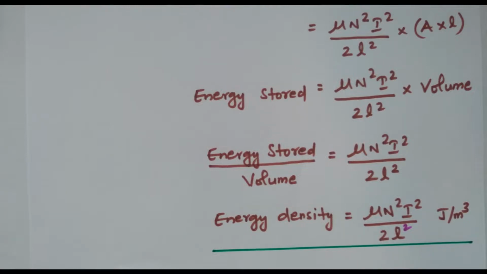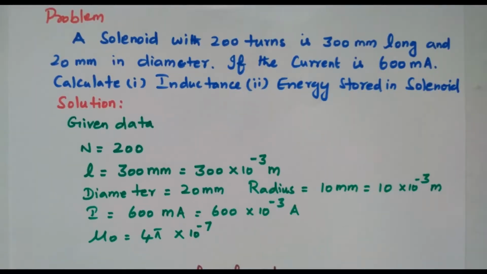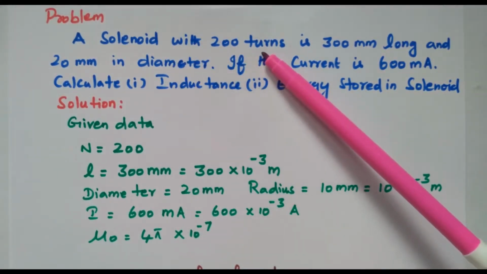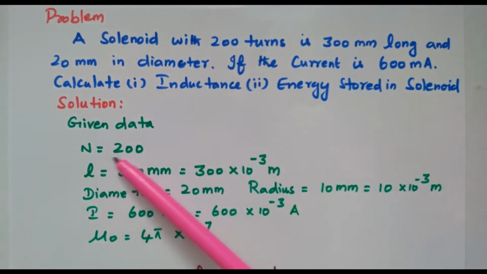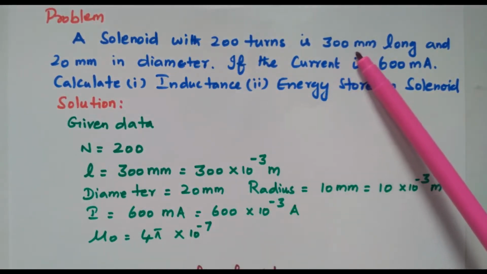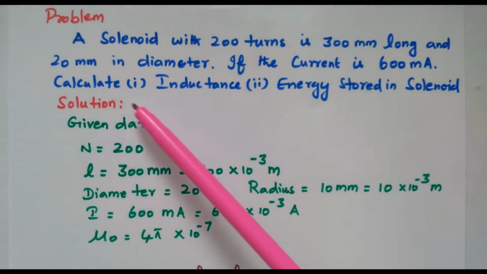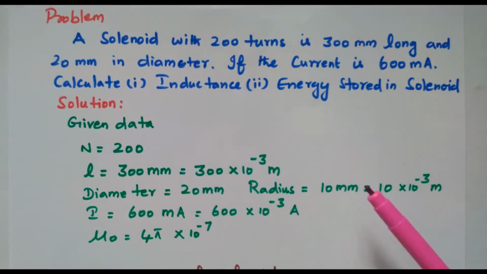Now we'll see one problem based on the solenoid. In this problem, a solenoid with 200 turns, the number of turns equal to 200, 300 millimeter long. The length of the solenoid is 300 into 10 to the power minus 3 meter, right? The millimeter is converted into meter. And 20 millimeter in diameter, right? The diameter is 20 millimeter, then radius will be 10 millimeter. That is converted into meter, 10 into 10 to the power minus 3 meter, right?